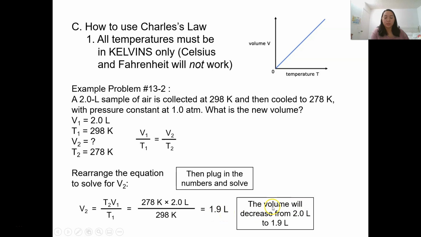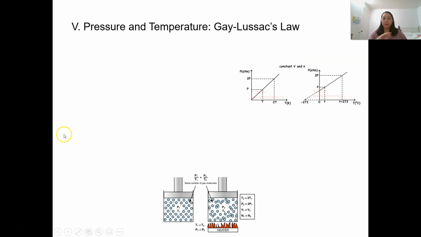And what this means is that the volume decreased from 2 liter to 1.9 liter if you cool it from 298 to 278. So that's what that means. Let's talk about Gay-Lussac's law now. Gay-Lussac's law is all about the relationship between pressure and temperature.